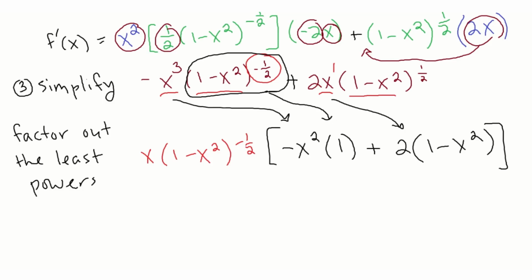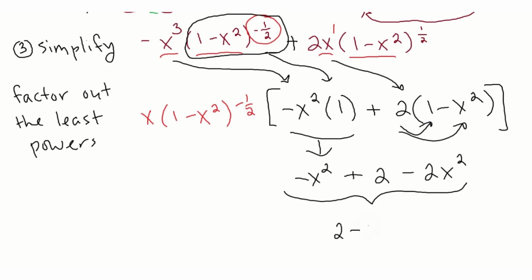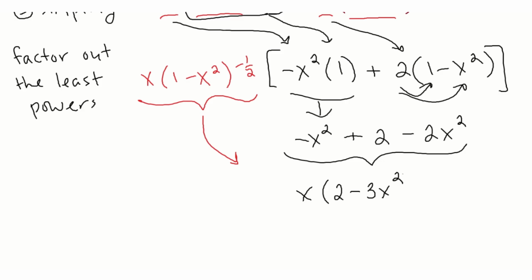Now let's simplify the stuff inside the brackets. Negative x squared times 1 is itself, and distributing the 2, which gives us 2 minus 3x squared. And finally, we can add the stuff in the red while converting the negative exponent back to radical form. And there you have it. We simplified our derivative.